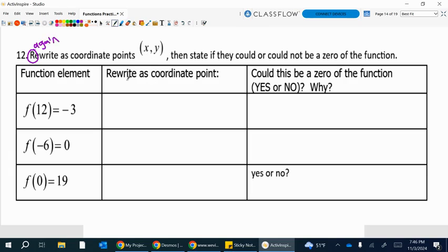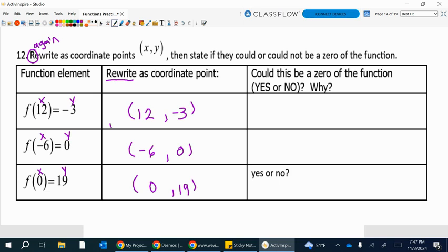Coordinate points look like this. So where it says rewrite as coordinate points, I can just go ahead and put my parentheses and my comma. And then we're going to state if this point could be a 0, yes or no, and why. So first we're going to rewrite as a coordinate point. Inside the parentheses is our x value. Outside the parentheses is our y. And we just write it together. -6, 0, and 0, 19.